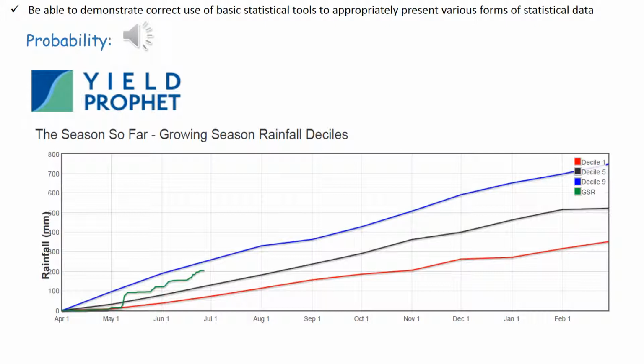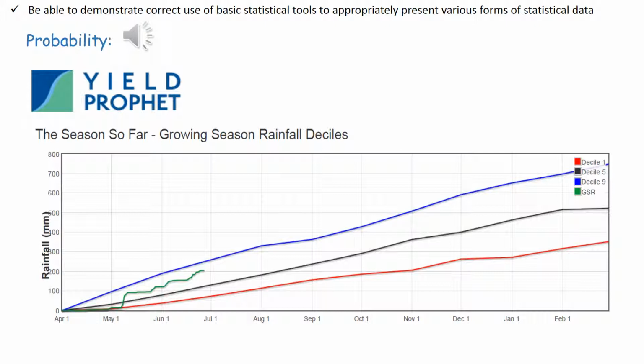So what we have is the red line, which is the lowest 10% of observations over that 100-year period. So the lowest growing season rainfall recorded. The black line shows us the median growing season rainfall recorded, at the 5th decile, the 50th percentile. And then finally on the blue line at the top, we have 90% of all rainfall observations occurring at this rainfall level.